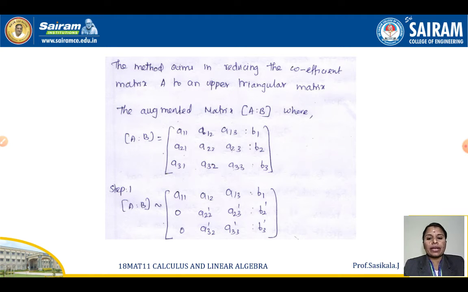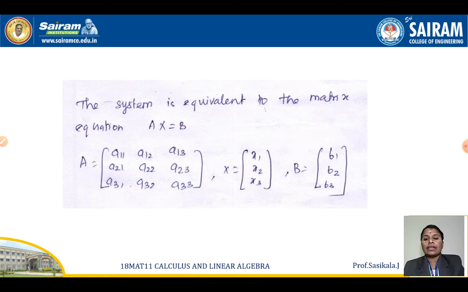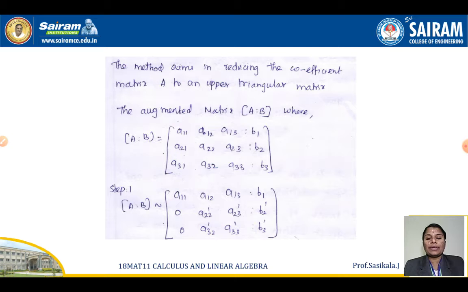What is meant by an upper triangular matrix? In a square matrix, an upper triangular matrix means only the upper part will have values and the lower elements will be 0. The remaining will have elements. So we say it is an upper triangular matrix. What you are going to do is first consider the augmented matrix. What is your augmented matrix? A and B together, the A matrix and B matrix, we take as the augmented matrix.